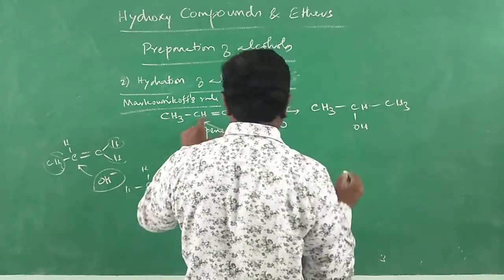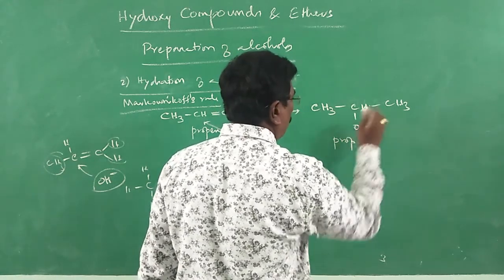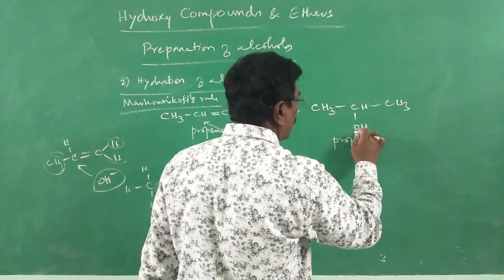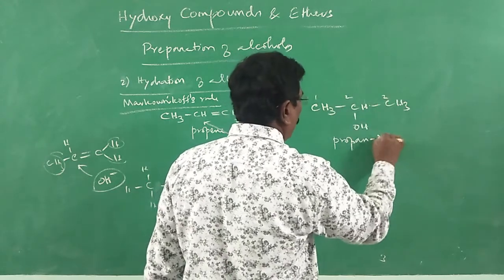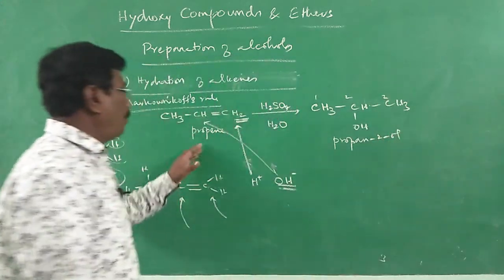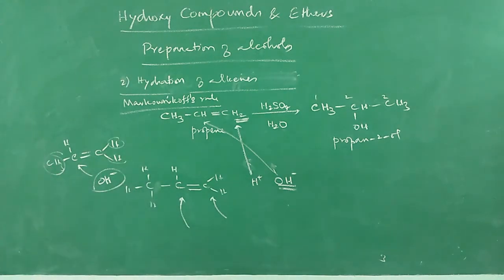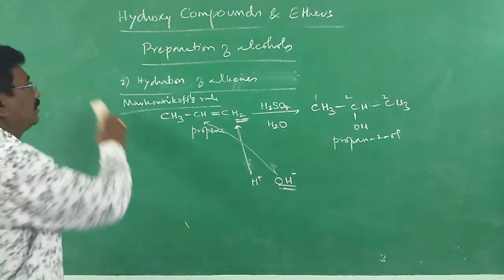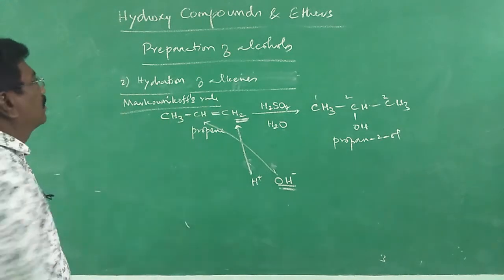Here hydrogen, here OH. So you will get propan-2-ol. 3 carbon atoms in the chain, from the saturated hydrocarbon propane. The E is eliminated because we have the alcohol suffix -ol, at the second carbon, therefore propan-2-ol. It is from propene, propylene. So that is hydration of alkene. Next one, react with Grignard's reagent. So remember Markovnikov's rule. With any compound you can add like this.